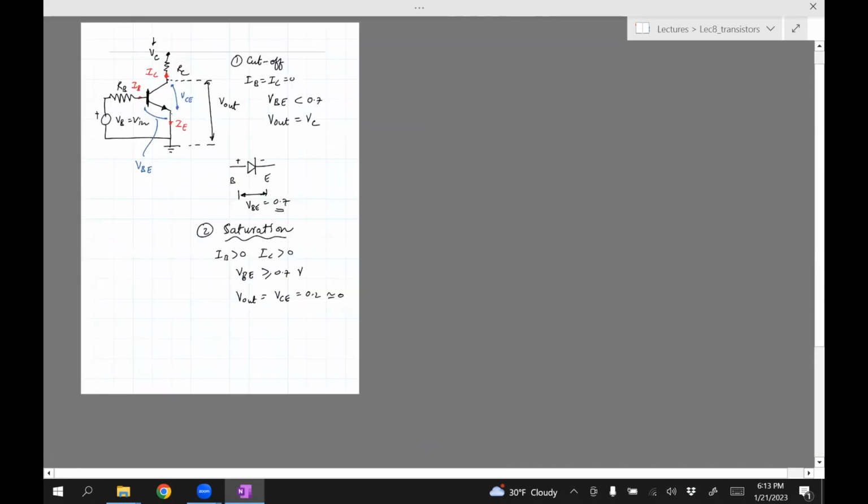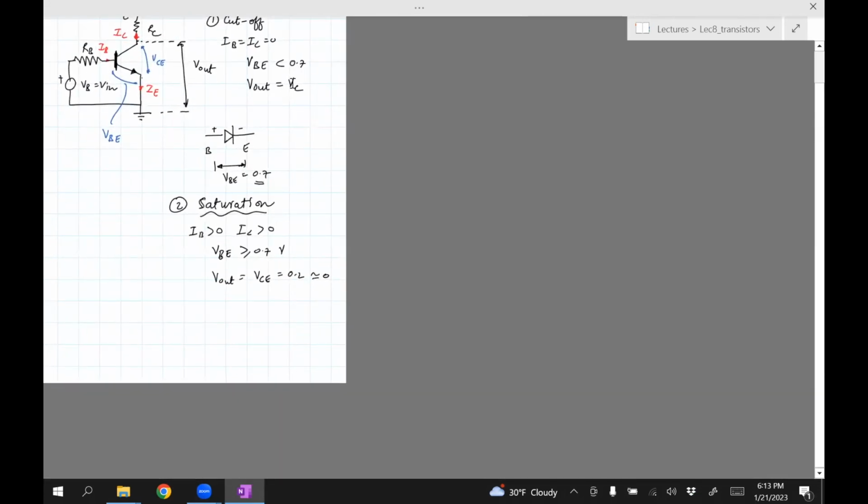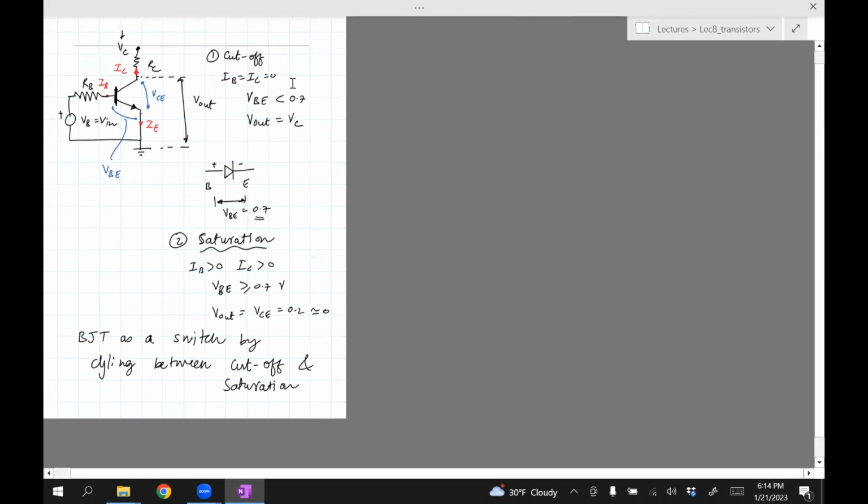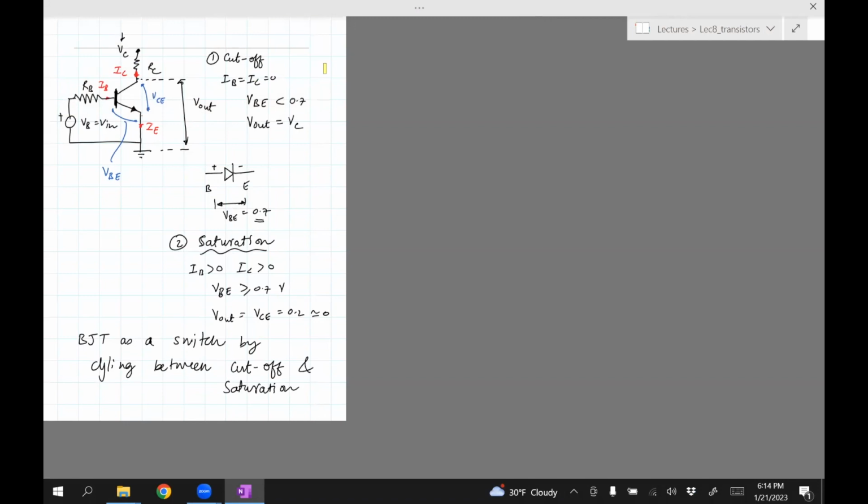So what you can do with a BJT is you can use a BJT as a switch by cycling between cutoff and saturation. Why so? Well, what we're trying to do here is control VB or V in such that the voltage out is controlled. By being in the cutoff mode, by setting the VB appropriately, and this will be clear when we do a problem, V out here is VC.